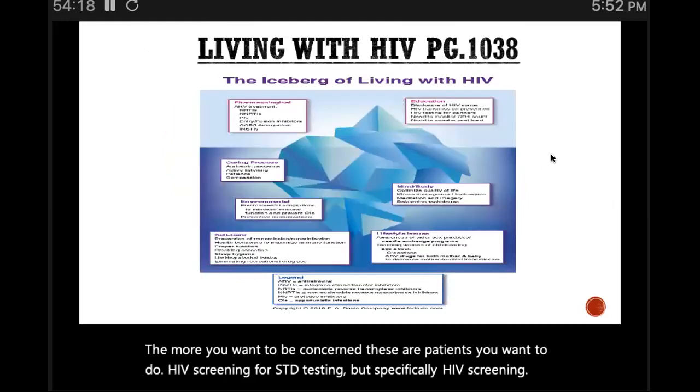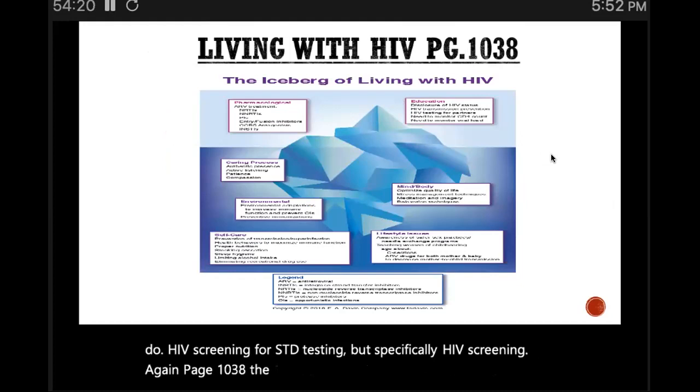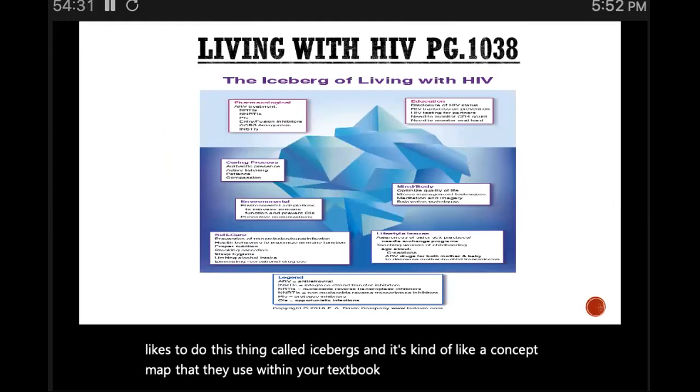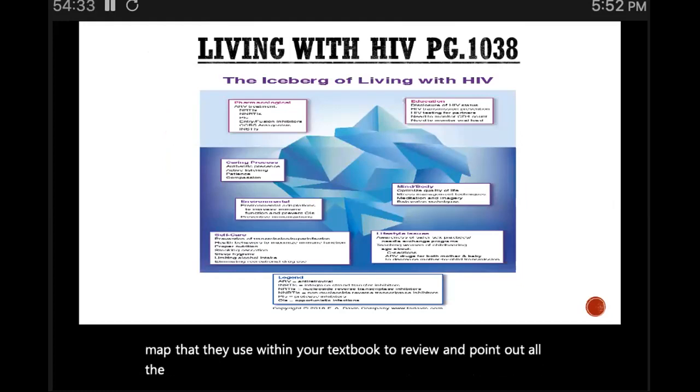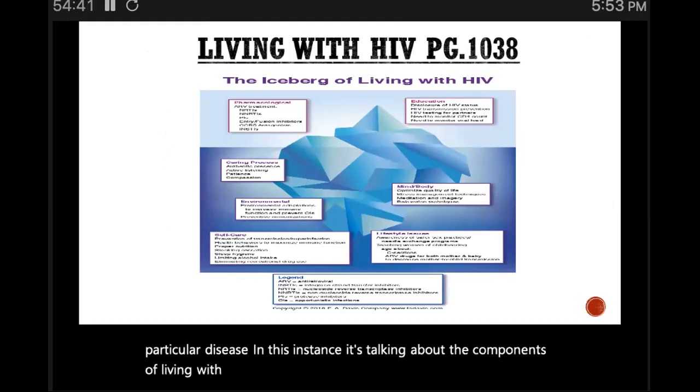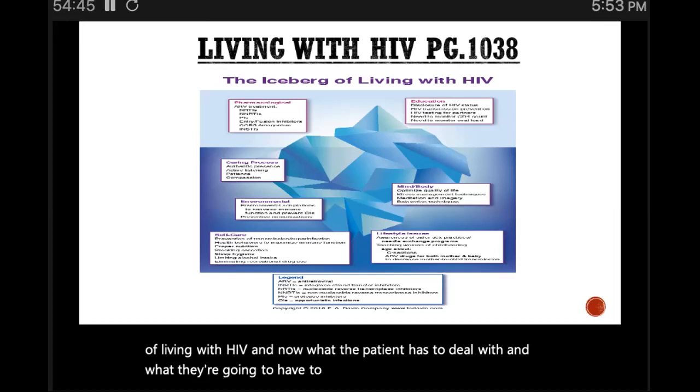Again, page 1038, the iceberg of living with HIV. Your book likes to do this thing called icebergs, and it's kind of like a concept map that they use within your textbook to review and point out all the components of what patients living with a particular disease deal with. In this instance, it's talking about the components of living with HIV, and what the patient has to deal with and manage going forward for the rest of their life.